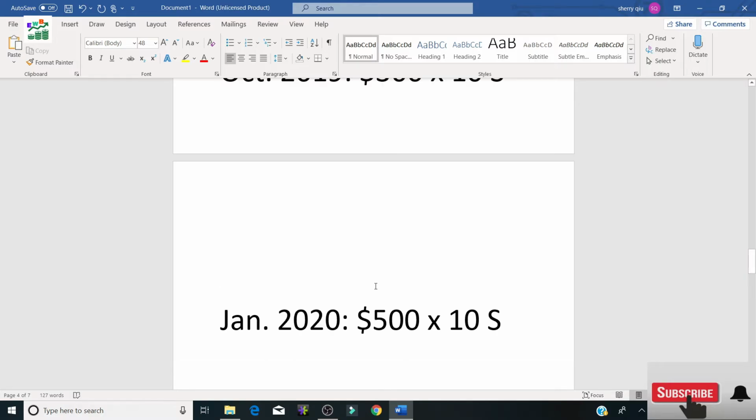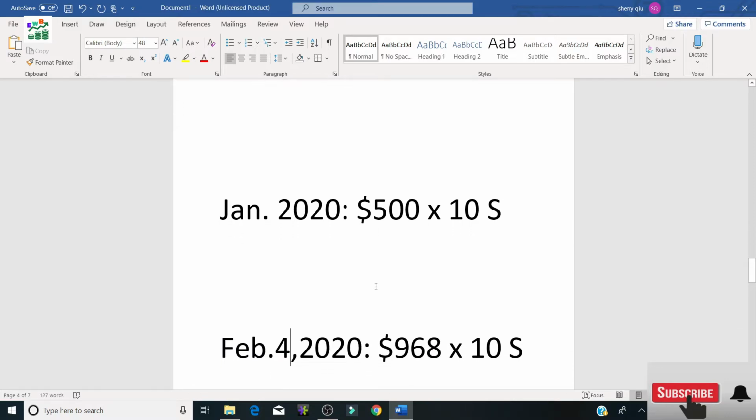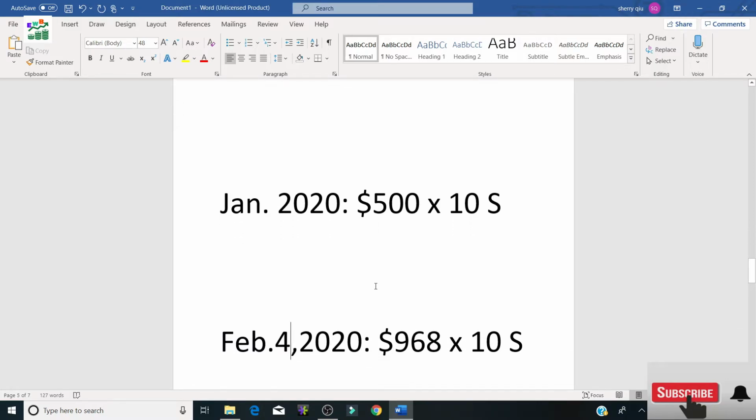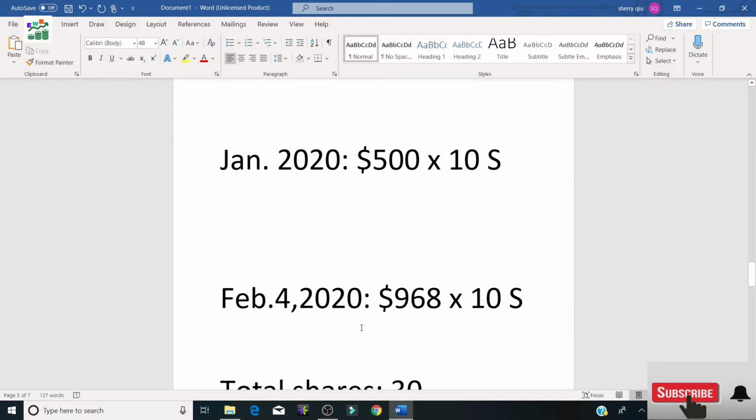In January 2020, he purchased another 10 shares at $500 per share. He saw the price gradually going up and up and up. Finally, February the 4th coming, he thought the price would go above $1,000 per share that day. So he purchased 10 more shares at $968.